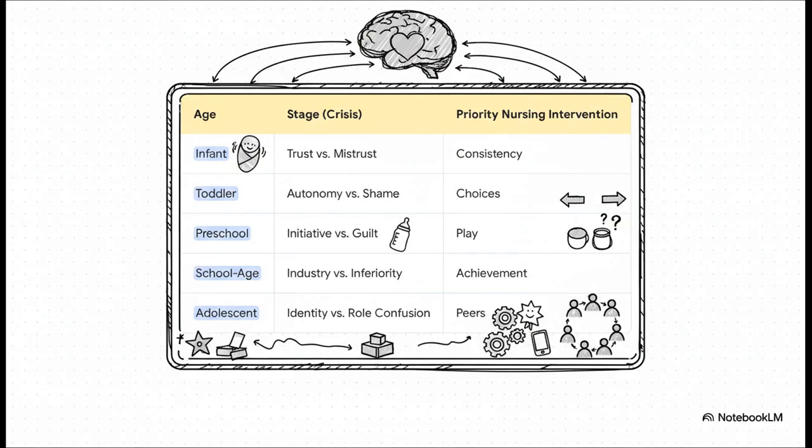Just look. For an infant, the job is developing trust, so our intervention is all about consistency. For a toddler, it's autonomy, so what do we do? We give them simple choices. This is huge because, as we'll see with Piaget, they think in very concrete, almost magical terms. A choice between two cups feels like real, actual control to them. For a school-ager, it's industry, so we let them help. And for an adolescent, it's all about identity, so we have to respect their connection to their peer group.